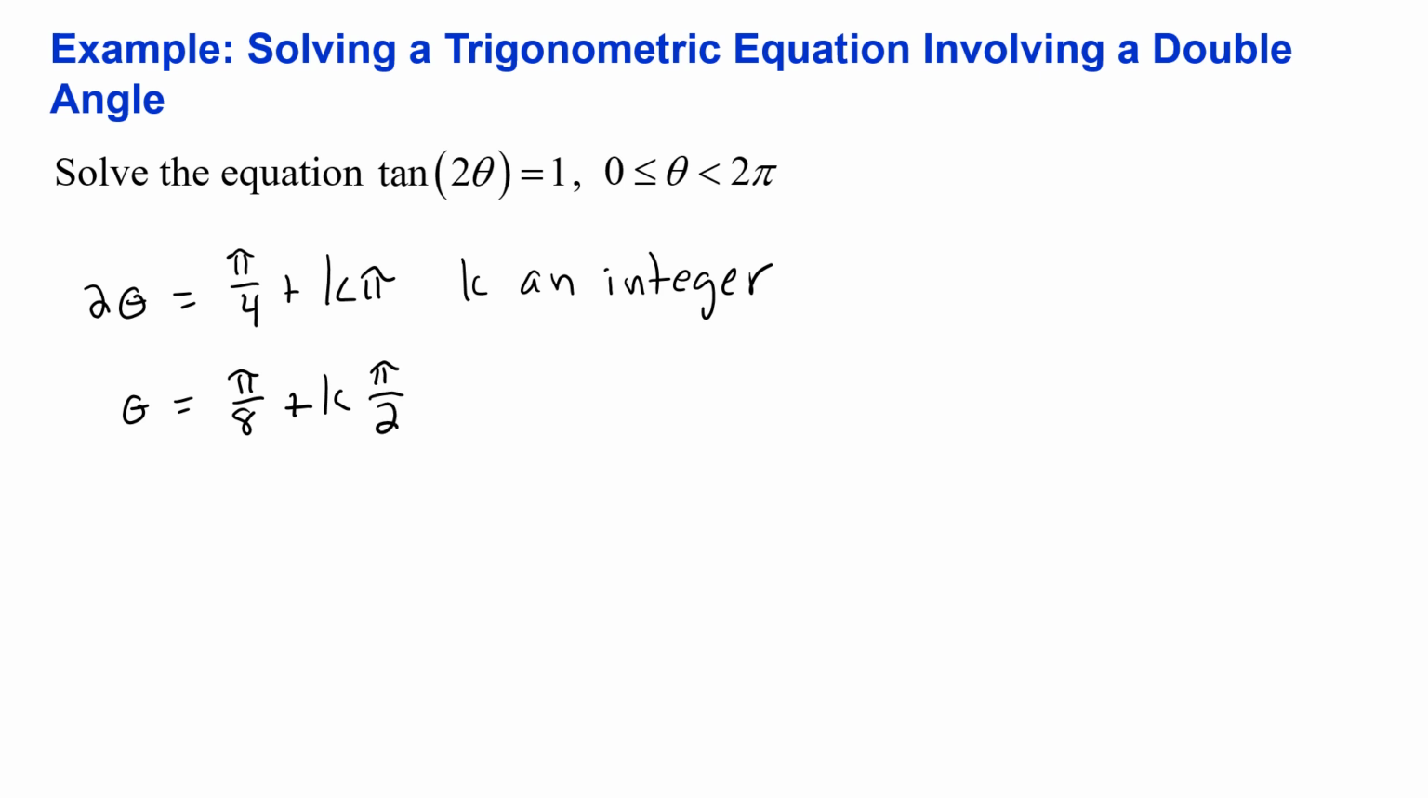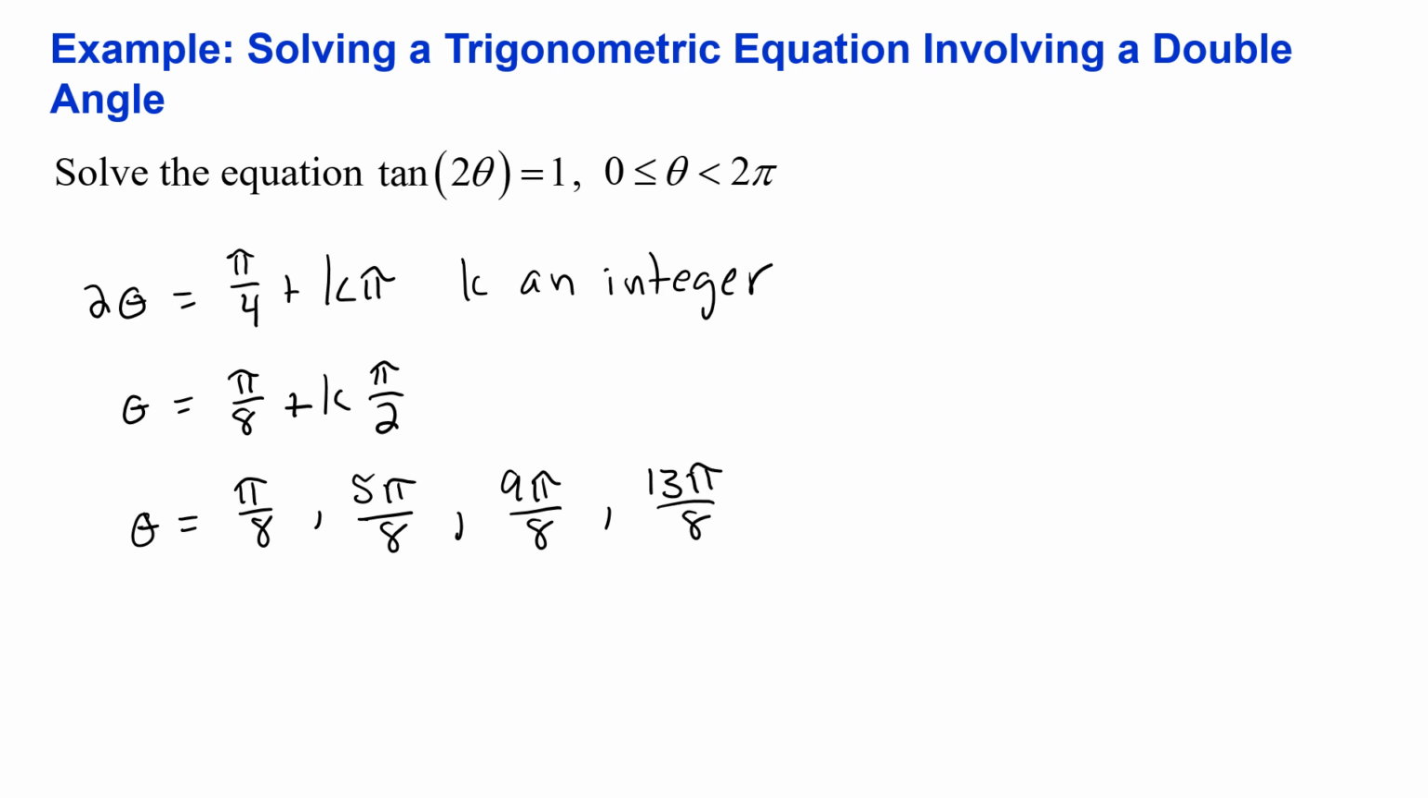We only need the solutions for 0 less than or equal to theta less than 2 pi. So substituting k equals 0, 1, 2, and 3, we find the 4 solutions that lie in the specified interval. That would give us theta equals pi over 8, 5 pi over 8, 9 pi over 8, and 13 pi over 8.